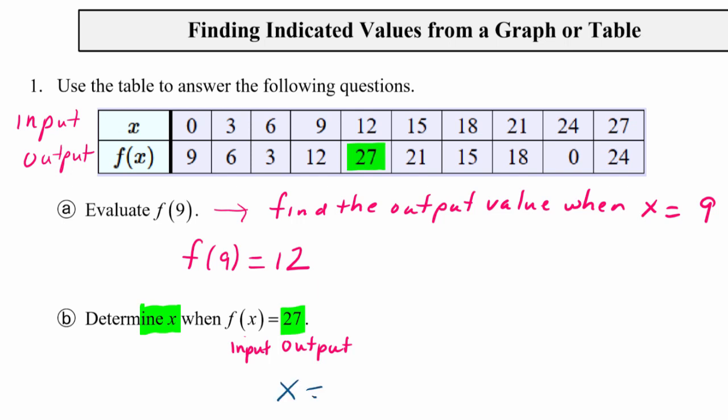Be really careful with that, because see how sneaky they are here? We've got another 27 in the table right at the end of the top row, but remember that's an x value, and we were looking for a y value that was 27 so that we could find the corresponding x value. Okay, let's look at some graphs.